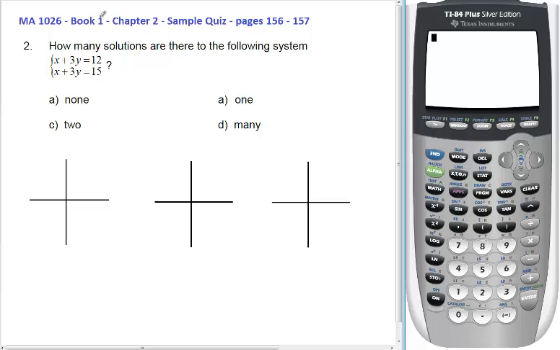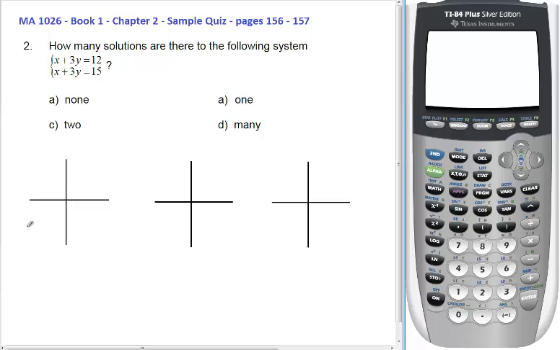What we're doing today is working on systems of equations, and this number 2 multiple choice asks us how many. Not what is, but how many solutions to the following system? When you're asked how many, there's 3 choices. What are the 3 choices?